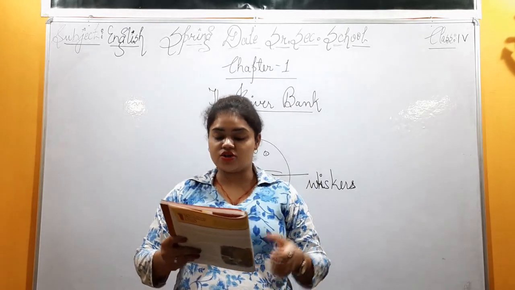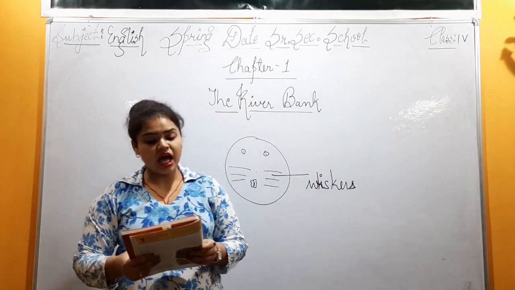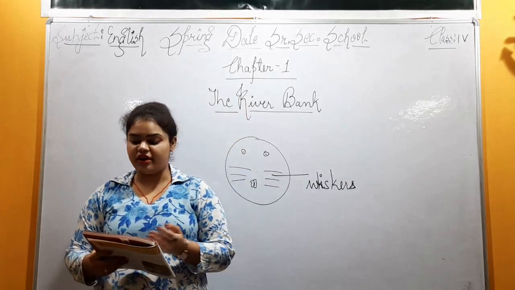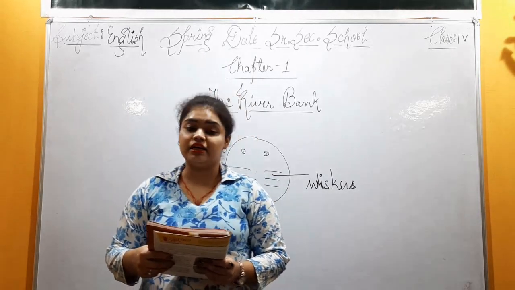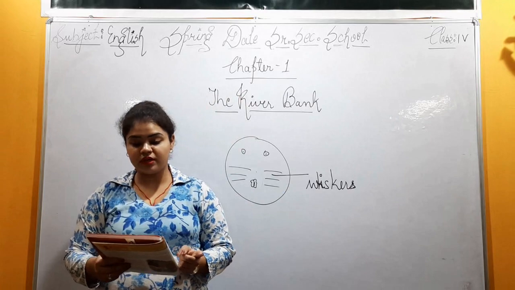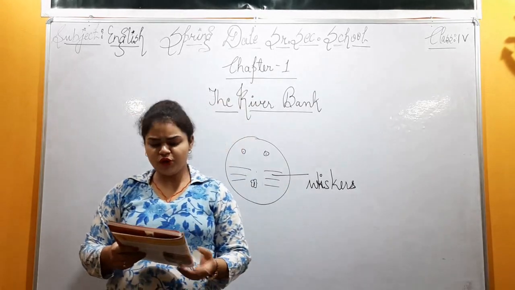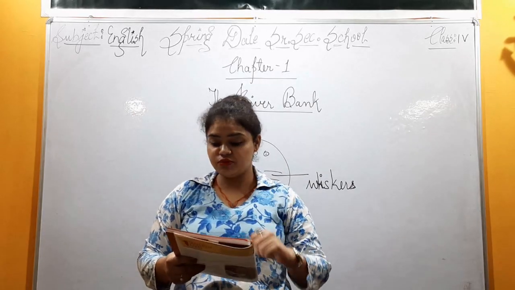The rat starts talking to the mole. What was the first word he said to the mole? Hello, mole. We also say hello to our friends. Same, the rat was also saying hello to the mole. Said the water rat. Now who said to whom? The water rat said to the mole, would you like to come over? Now what did he say? Will you come to me?